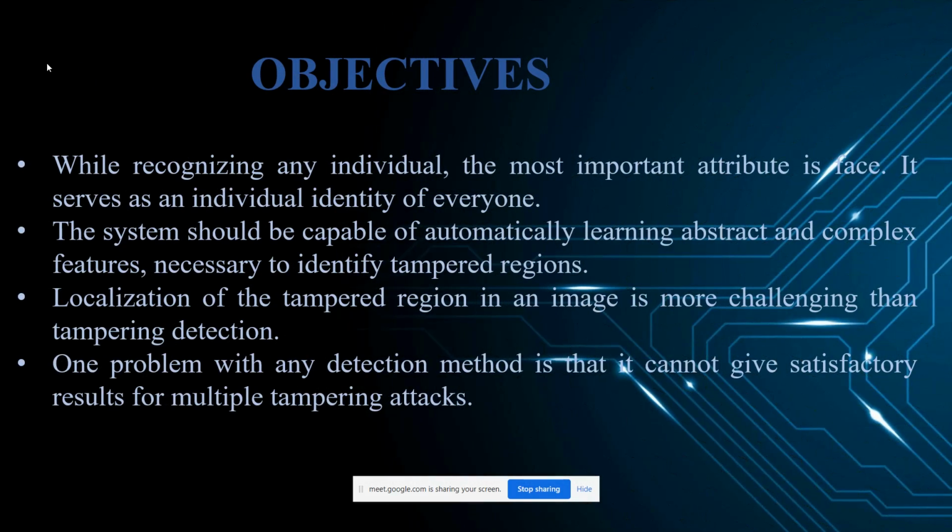Objectives. While recognizing any individual, the most important attribute is the face, and it serves as an individual identity to everyone. Localization of the tampered region is more challenging than tamper detection. The system should be capable of automatic learning of abstract and complex features necessary to identify tampered regions. One problem with any detection method is that it cannot give satisfactory results for multiple tampering attacks. Here Kaveri is explaining the design details.